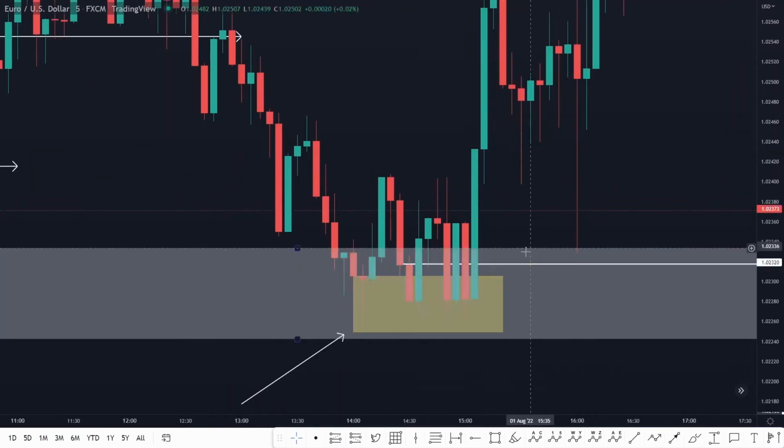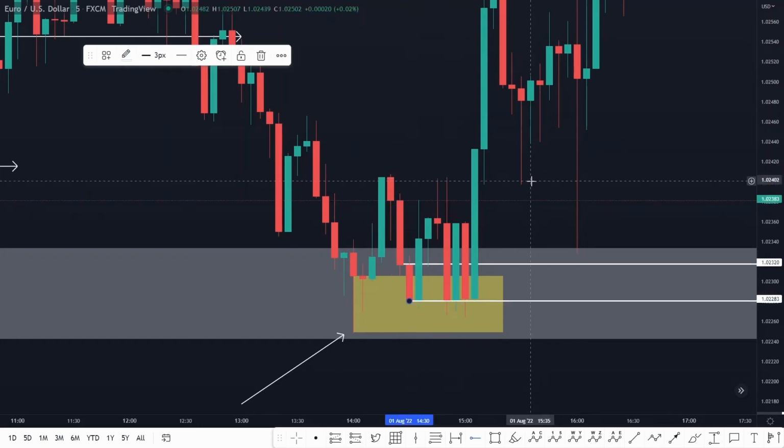But if price closes with a candle that is not a bullish engulfing candle, like on the higher time frame 1 hour, I didn't do this. I put the line below. So in this case, even if it closes with a bullish engulfing candle, you can still do something like this.